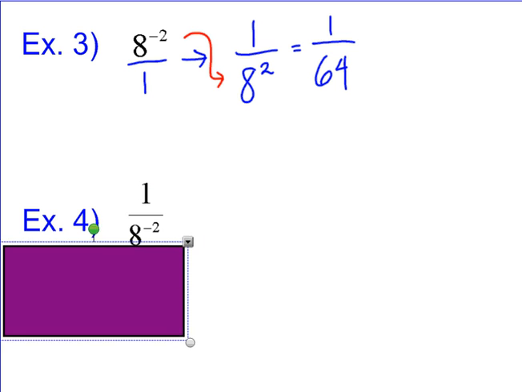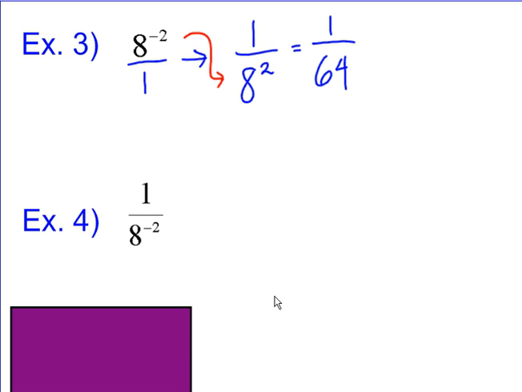Here's another one, just the opposite. 1 over 8 to the negative 2. Again, this is in the wrong position. So what we need to do is move it to the correct position. So when we move it, it becomes a positive exponent. Put it over 1. And all I have to do is simplify. 8 times 8 is 64. And there's no need to put it over 1 because that's just extra pencil strokes. And this is as simple as it gets.